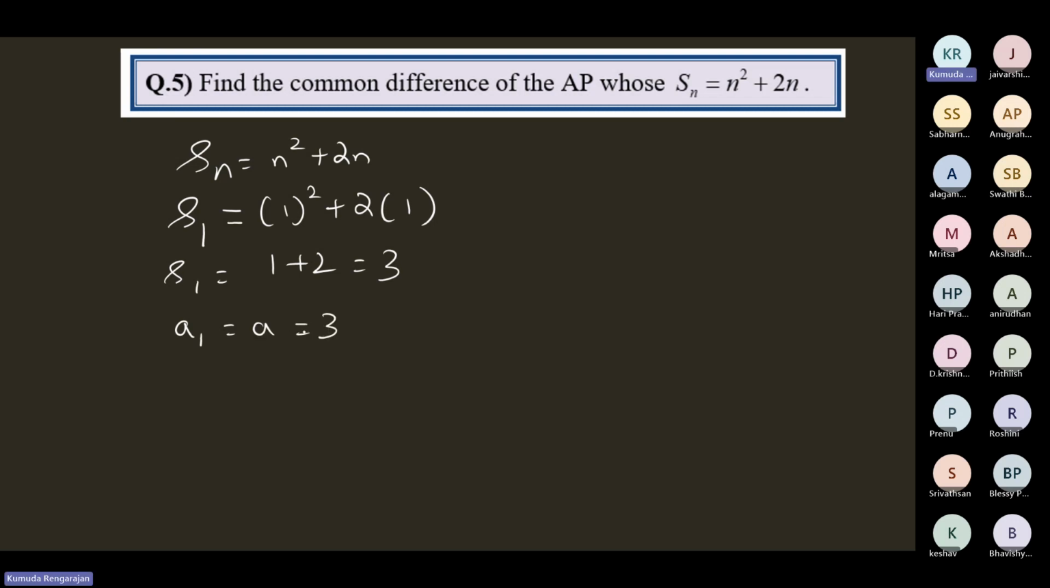Now we know that to find the common difference, we need 2 consecutive terms. You don't have to find the first 2 terms to find the common difference. See, you can take S9 and S10.